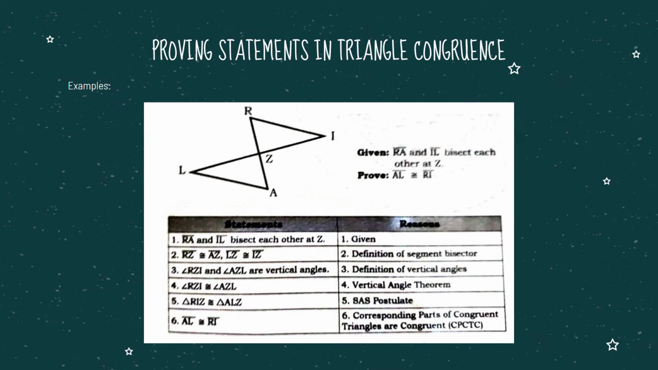Number 5, triangle RIZ is congruent to triangle ALZ, for the reason SAS postulate, or the side-angle-side postulate. Number 6, line segment AL is congruent to line segment RI, for the reason corresponding parts of congruent triangles are congruent, or CPCTC.